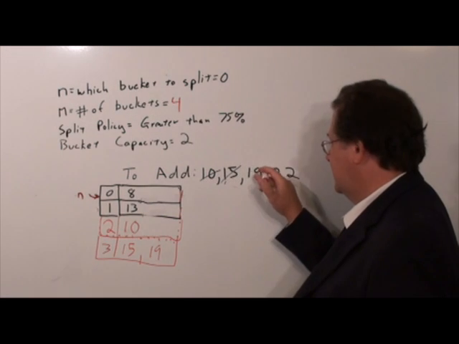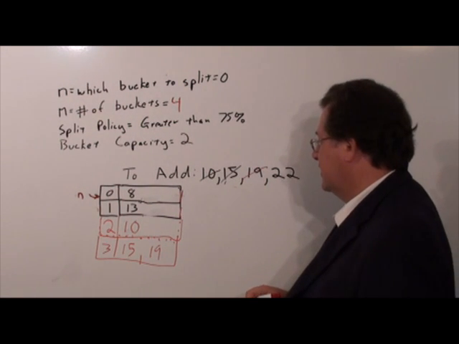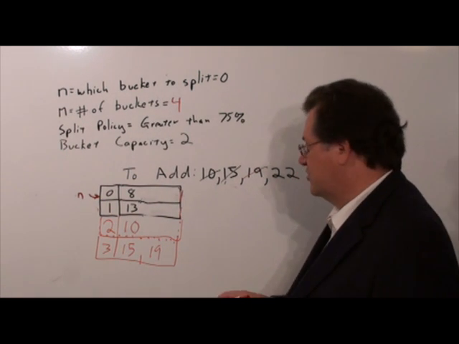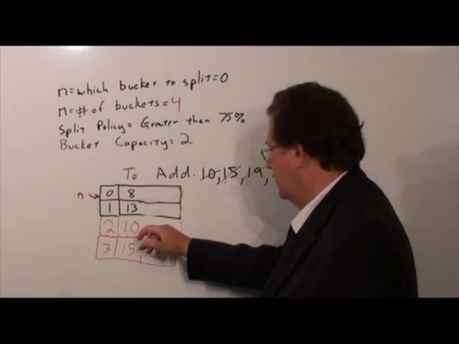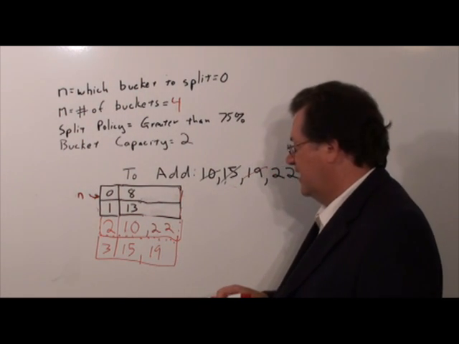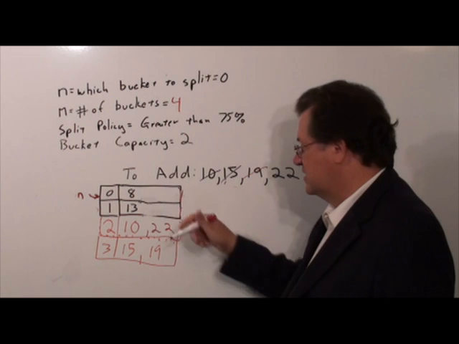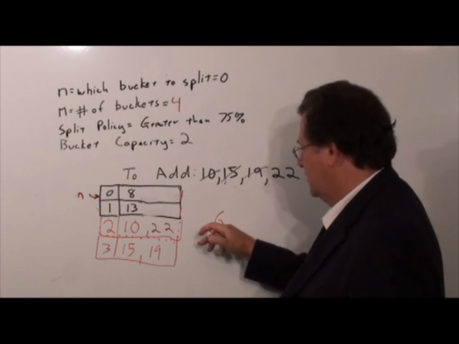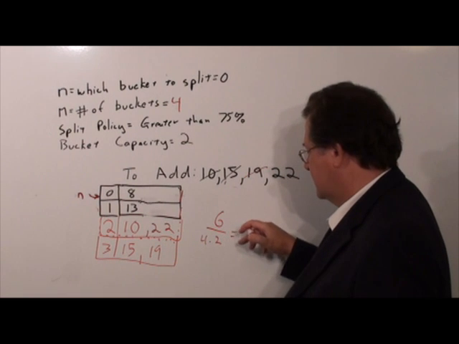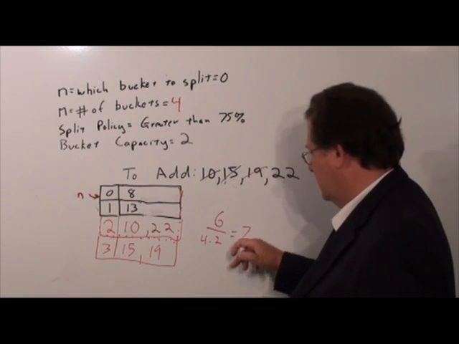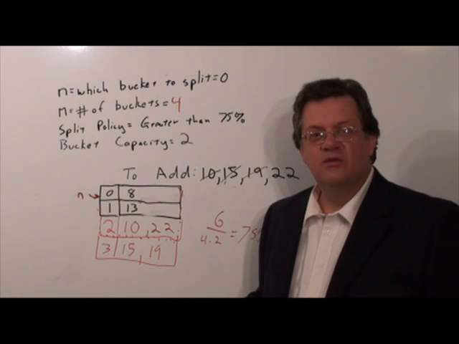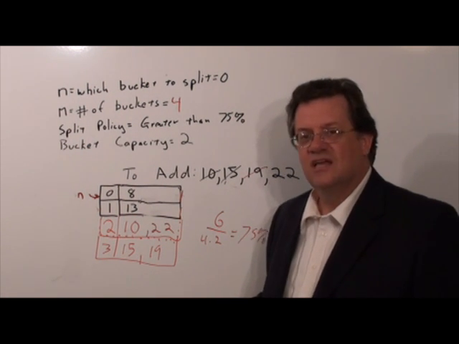So we've added 19, now let's add 22. So 22 mod 4 is 5 remainder 2, and so we'll put the 22 there. And in this case we have 2, 4, 6 items divided by 4 slots times 2, that's 75%. We are okay. As you can imagine, no matter what we insert next will cause a bucket split.